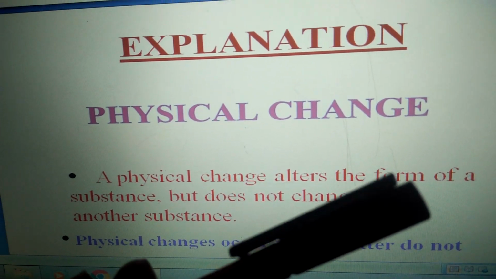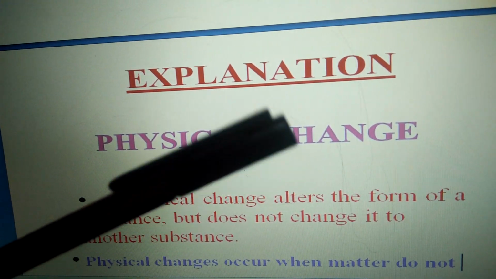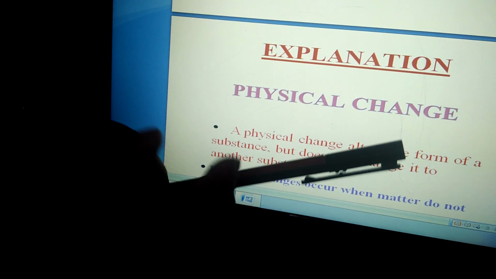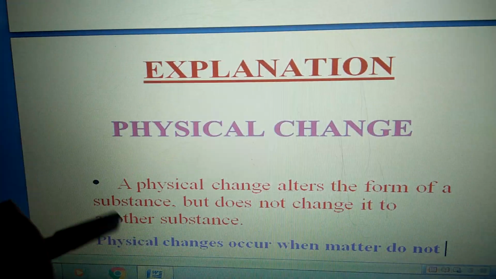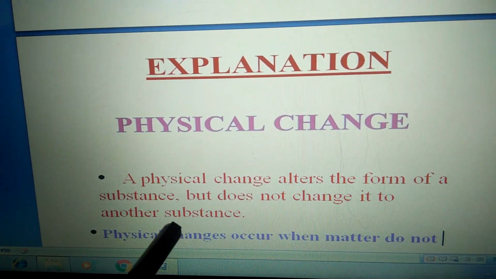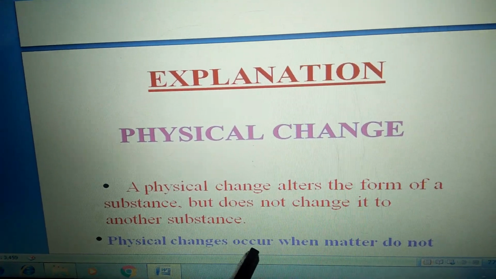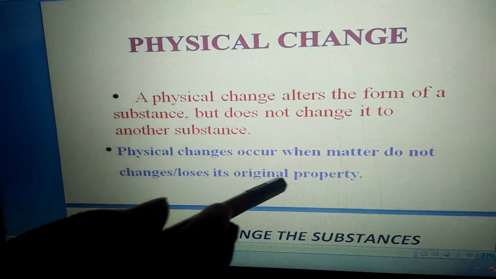Physical property is color, like the color of this pen is red and black. The size is like this much. Shape is round. So the properties which are in appearance, physical appearance, are called physical properties. So a change in this type of property, physical properties of a substance, is a physical change. Physical change occurs when an object does not lose or change its original property.